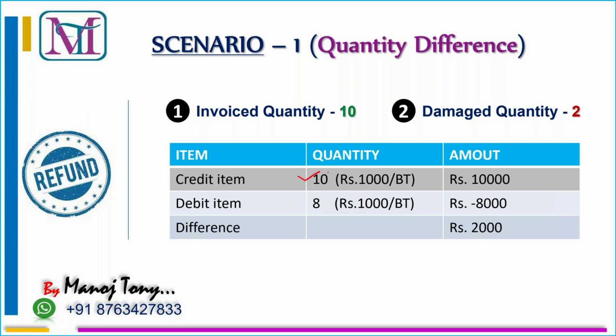So first is the credit line. In the original invoice our quantity is 10, each quantity 1000, so 10 quantity into 1000, total invoice value is 10,000. But in the debit line we have to make it 8, because two quantities are damaged and we have to refund the amount of two quantities. So we have to charge 8,000 against that invoice and 2,000 will be refunded. So this is quantity difference. First scenario is quantity difference.